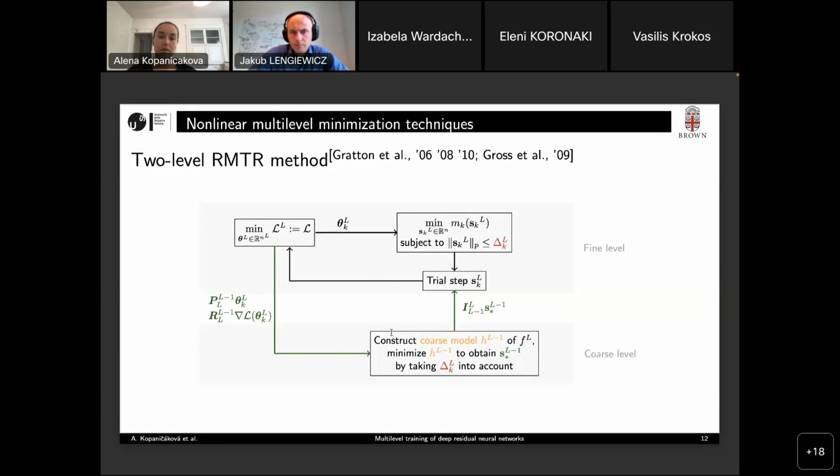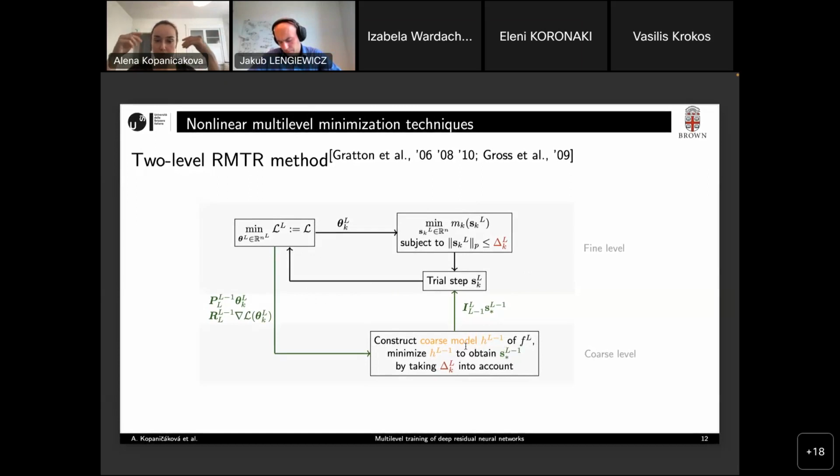Alternatively, we can decide to construct some coarse level model as an approximation of our loss functional and minimize this model in order to obtain some search direction. This coarse level model can be constructed in many ways. In this work, we will construct this model by reducing the dimensionality of our problem, so by considering networks with a fewer number of parameters on coarser levels.